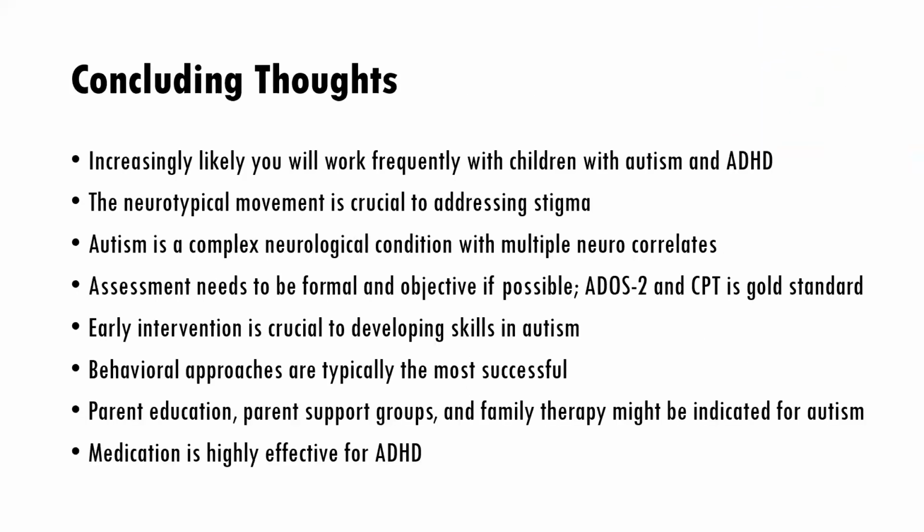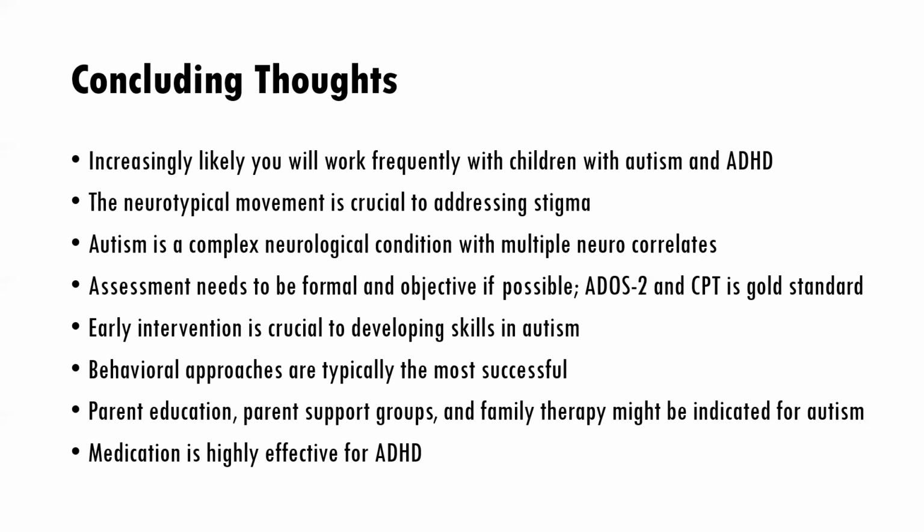In conclusion, it's increasingly likely you will work frequently with children with autism and ADHD because of the prevalence rate. I didn't mention it, but the ADHD prevalence is 8% of all children. The neurotypical movement is crucial to addressing stigma, both with families and within communities, to help understand that autism is a difference, and sure there are deficits, but largely should be seen as a difference.